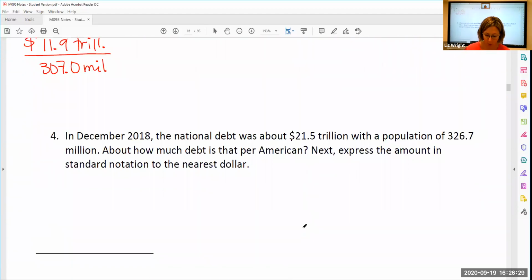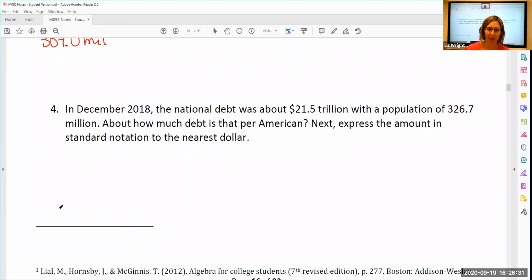And then for number 4, it's the same type thing. So you're trying this one too. So it gives you a different year or a different time period, and it gives you the debt, and it gives you the population, and you're supposed to do the same thing and express it to the nearest dollar. So I want you guys to try out both of those on your own and then see how you do on those.